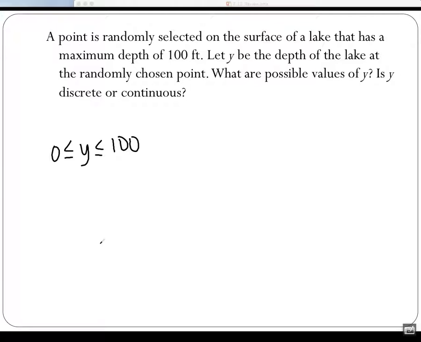Is it discrete or continuous? Continuous. So it can include 0. That's right. Yes, because it says the surface of the lake, so if you're at least touching the surface, there's at least a little bit of water there. Yeah, that's what I was saying. So you're saying it should be like this? Yes. Okay, fine.